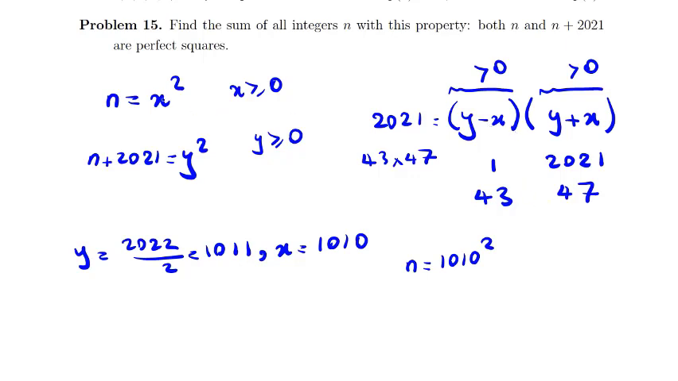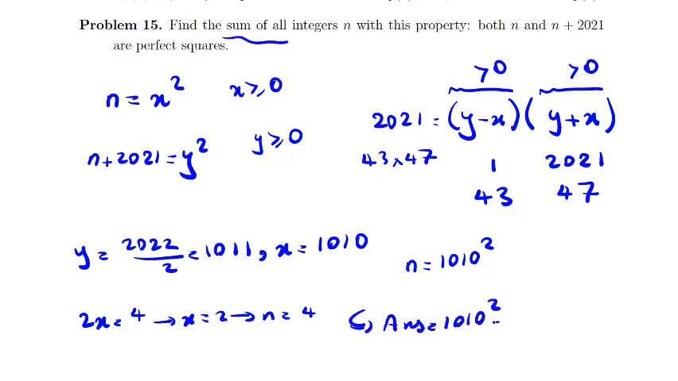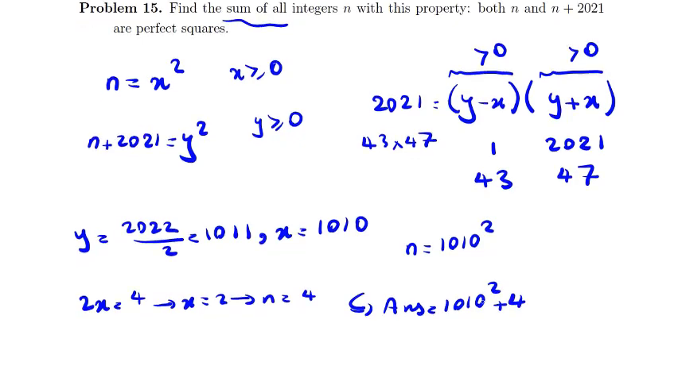And the next case, 43, 47. Because we want to find only x, let's subtract. 47 minus 43 is 2x, because y will be cancelled. 2x is 47 minus 43, which is 4. So x is 2, so n is 4 in this case. The problem says find the sum. So the answer is 1010 squared plus 4.